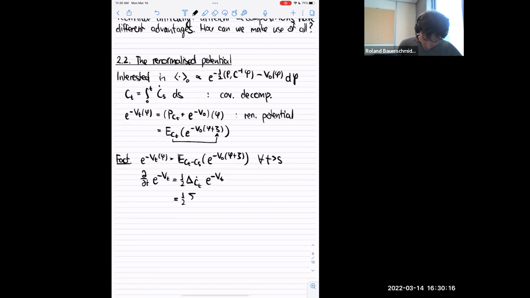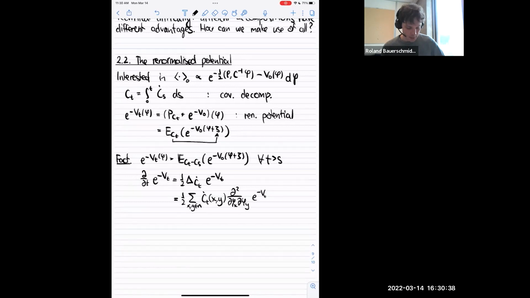So let me recall again the notation and write it out. Sorry, I think the renormalized potential in the first line should be Vs instead of V0, right? In the first line. Oh, thank you. Yes.